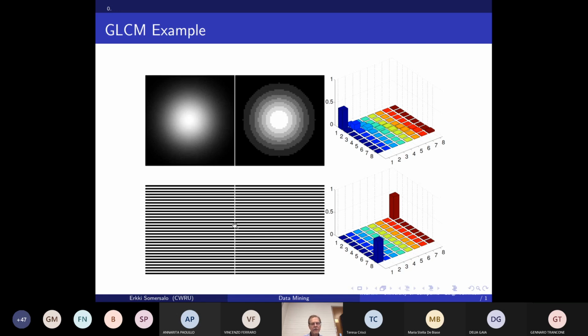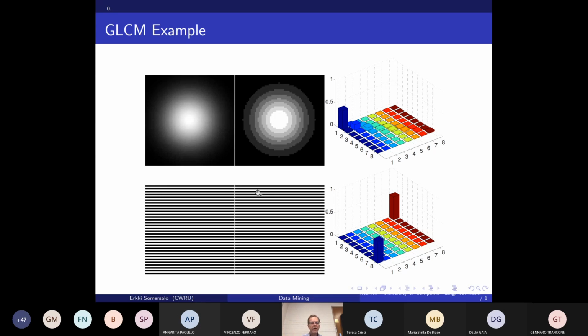And here is a stripe picture. So I'm moving diagonally, and because of the regularity of this picture, when I'm moving one down and one left, I'm always jumping from black to white or white to black. And so my co-occurrence matrix is completely concentrated on those two corner elements. One corresponds to moving from black to white and the other one to white to black.